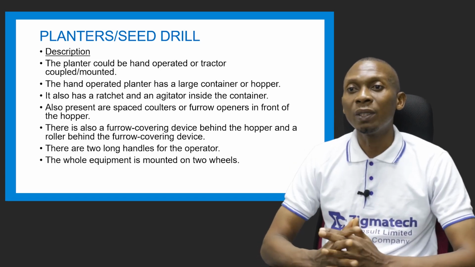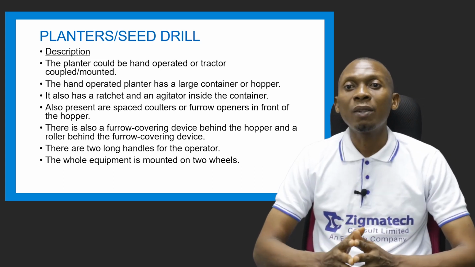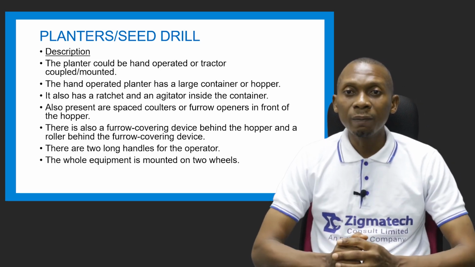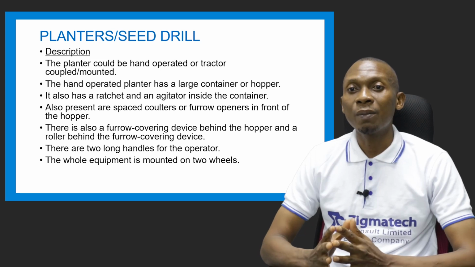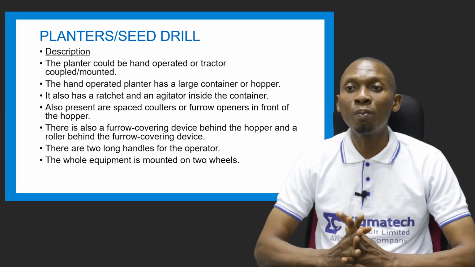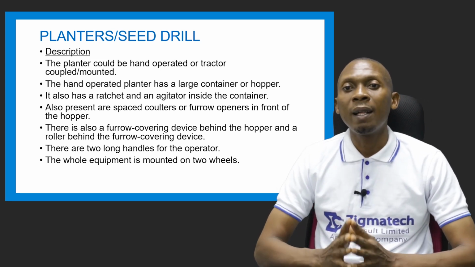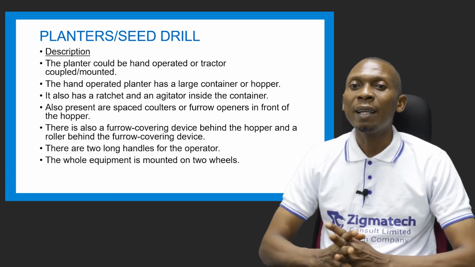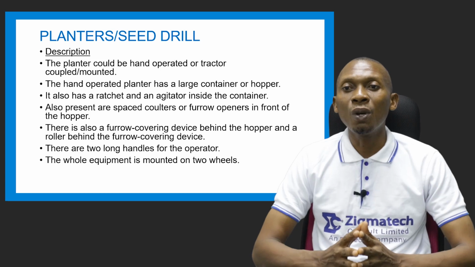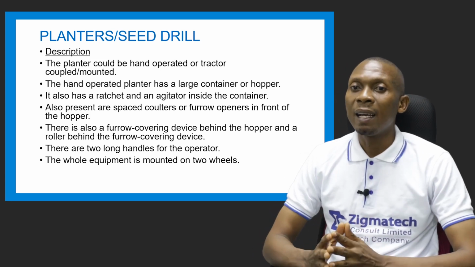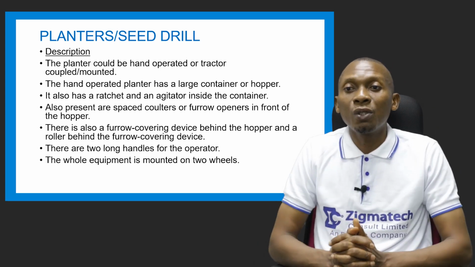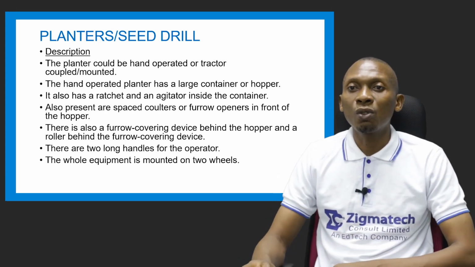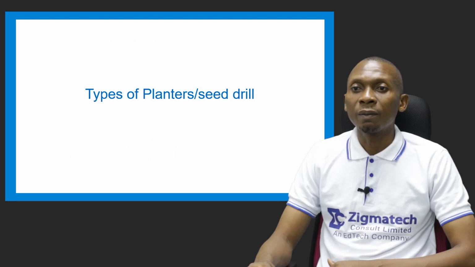It has a large container or a hopper. It also has a ratchet and an agitator inside the container. It also has spaced coulters or furrow openers in front of the hopper. Then there's also a furrow covering device behind the hopper and a roller behind the furrow covering device. And there are also two long handles which the operator holds to operate the equipment, and it's also mounted on two wheels.